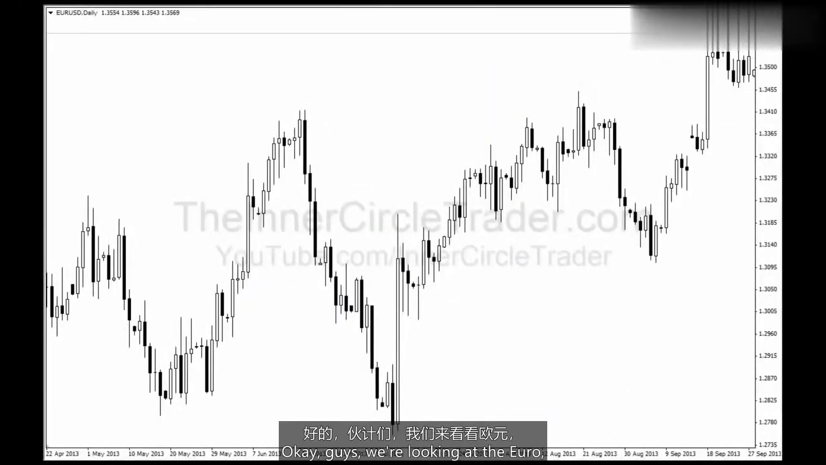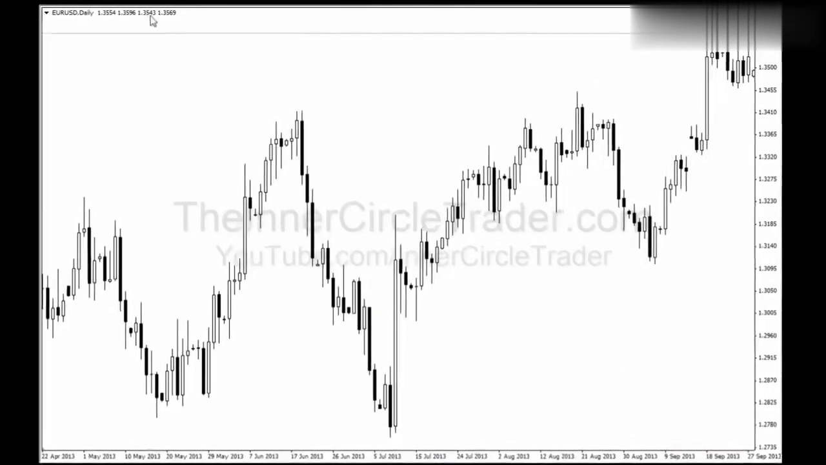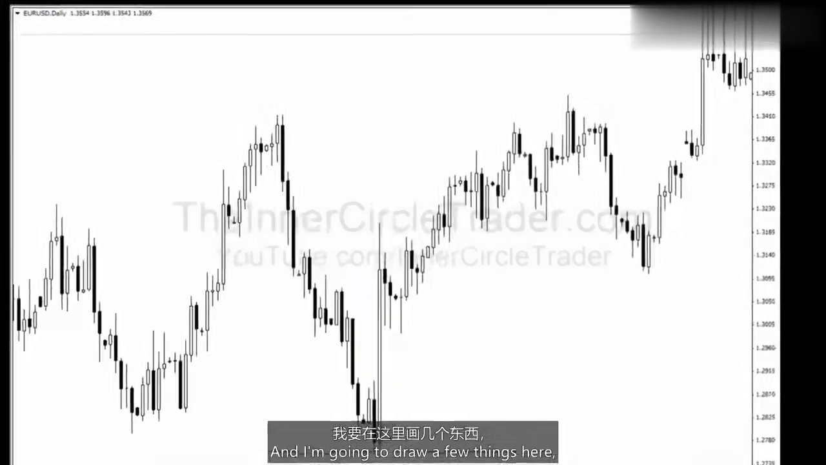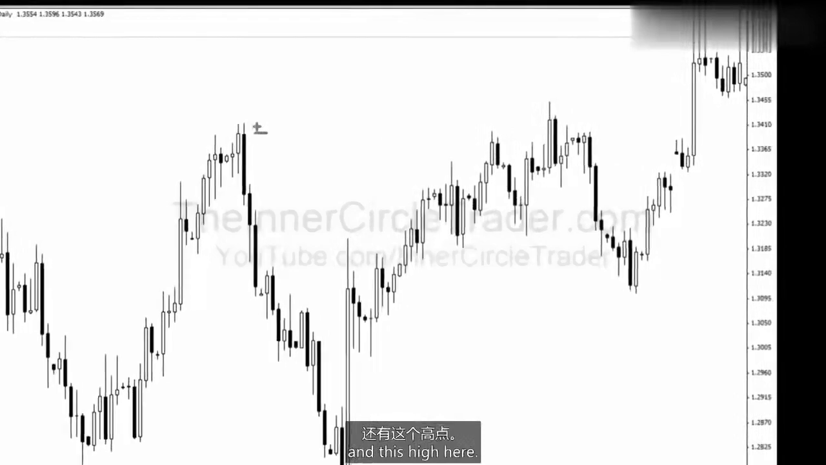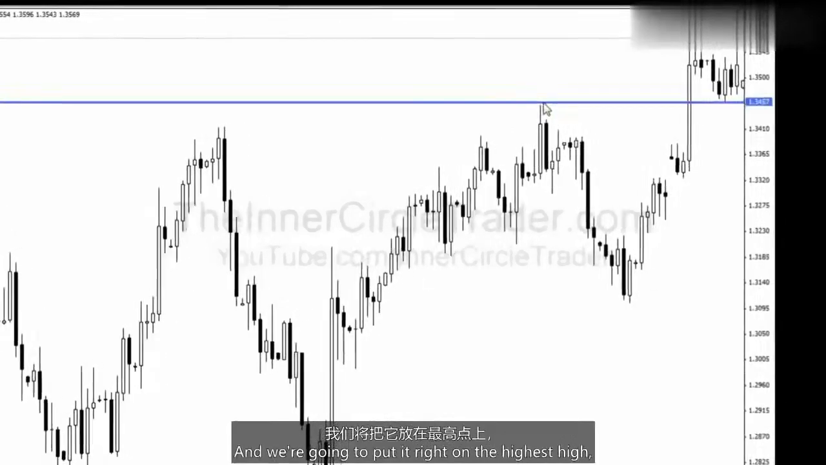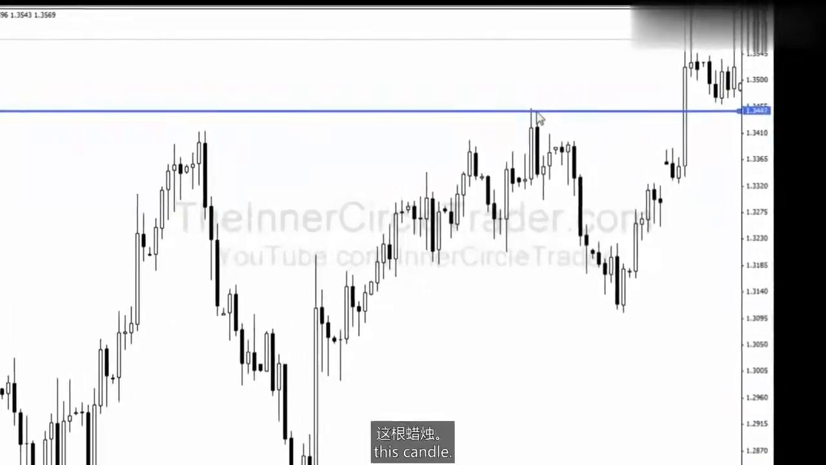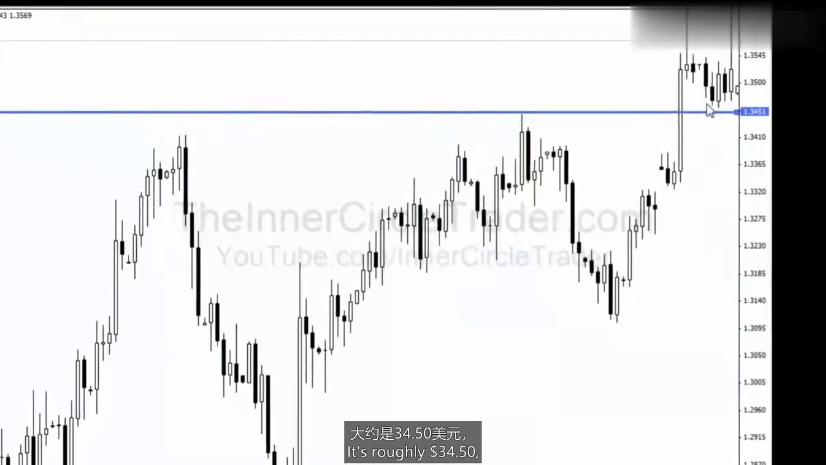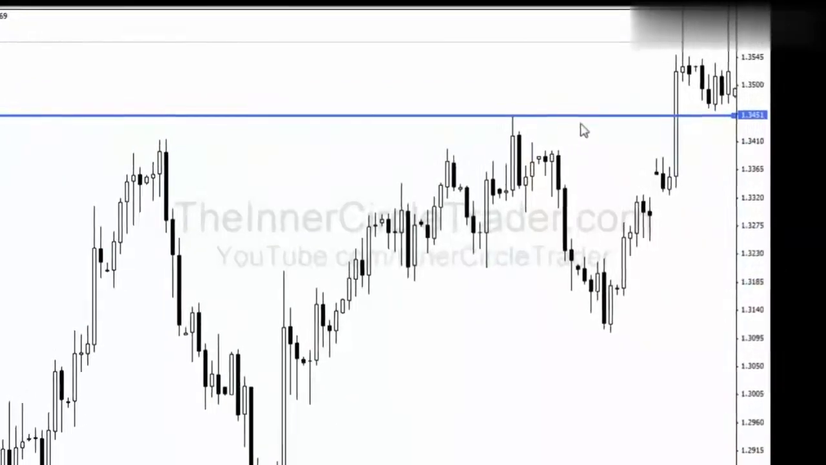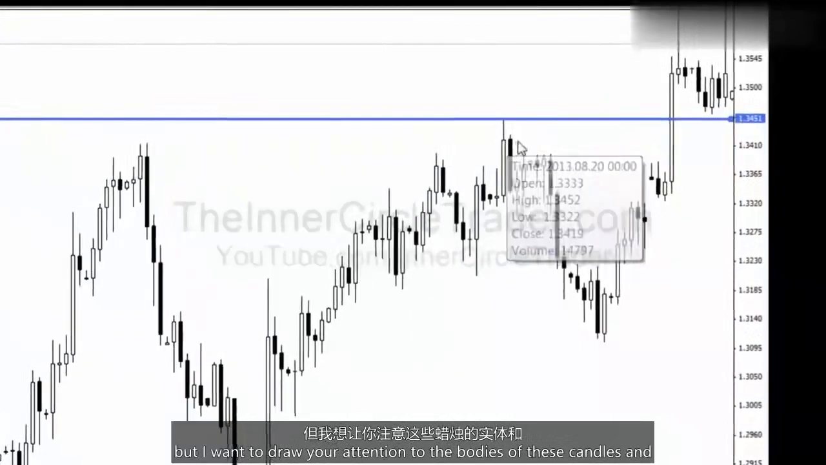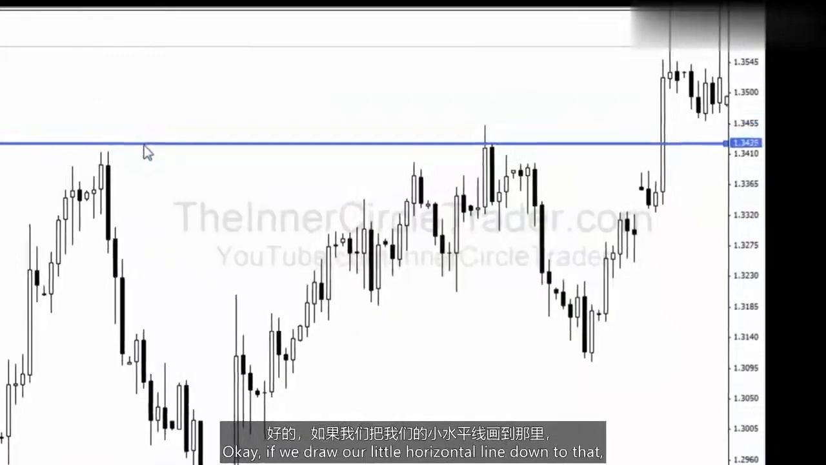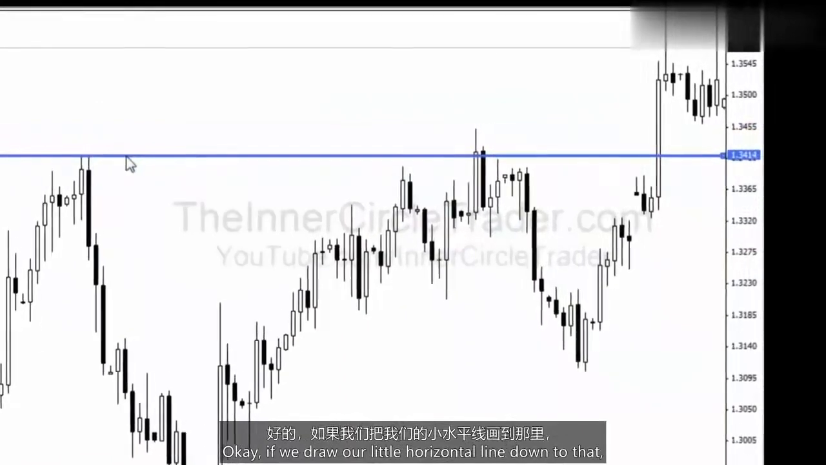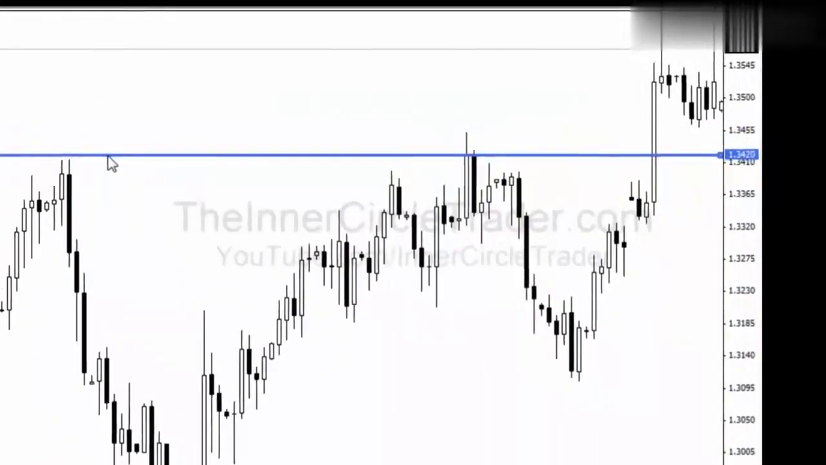Okay guys, we're looking at the Euro. This is the daily chart on the Fiber. And I'm going to draw a few things here I'm going to bring your attention to. We have this high here and this high here. And we're going to put it right on the highest high of this candle. It's roughly 34.50. But I want to draw your attention to the bodies of these candles and the highs of these. Okay, if we draw our little horizontal line down to that, and we're just going to move around.